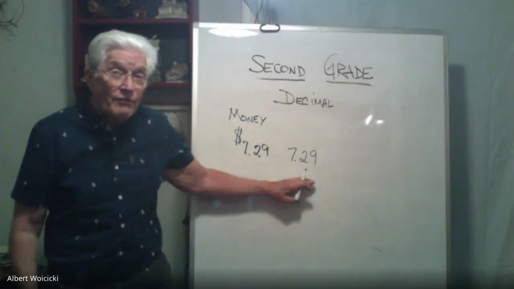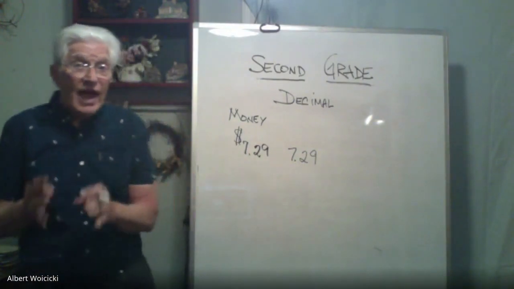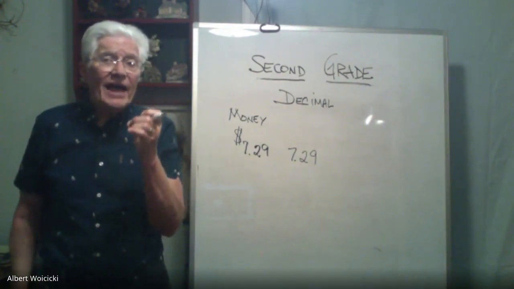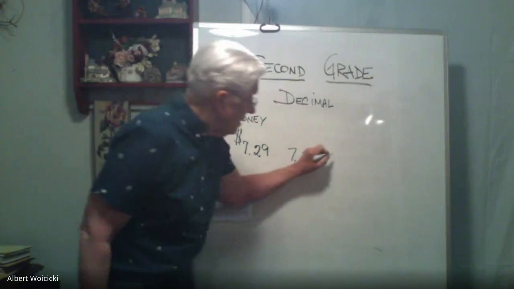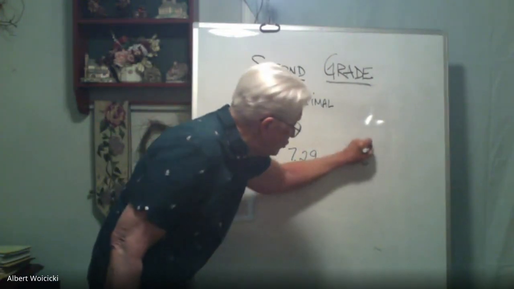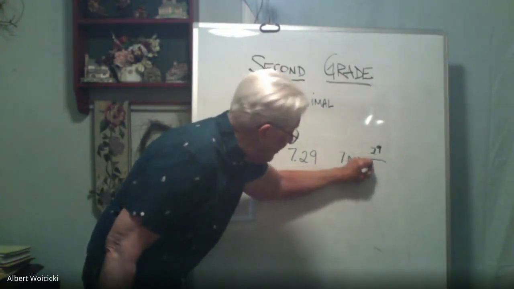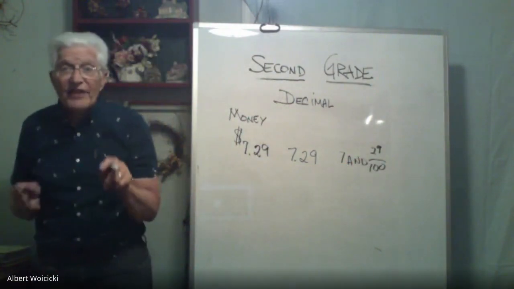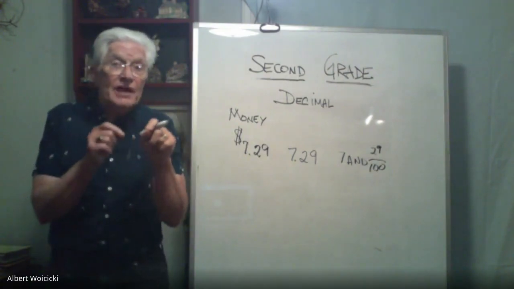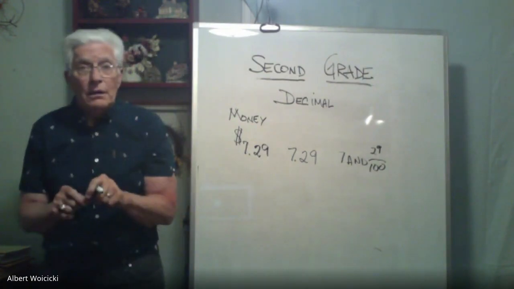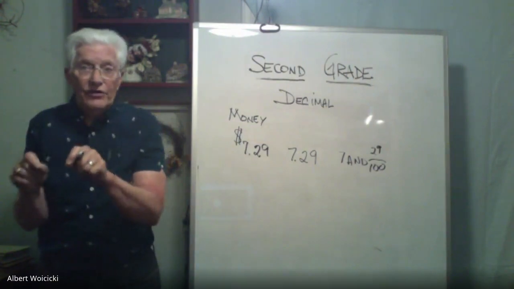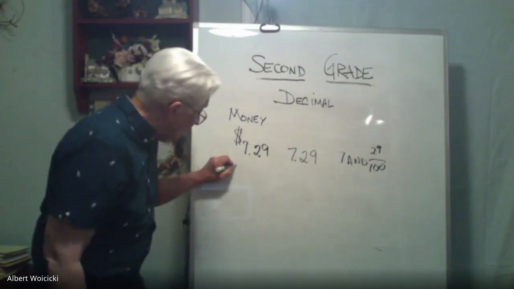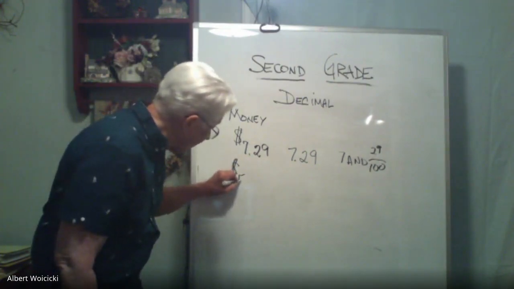But what I want them to understand is you can't just say 7.29. That's 7 and 29 hundredths. It's 7 and 29 hundredths. That's what it is. They need to be able to read that correctly. 7 and 29 hundredths. Okay, and if they're doing that correctly, when you next tell them, tell me what this is.